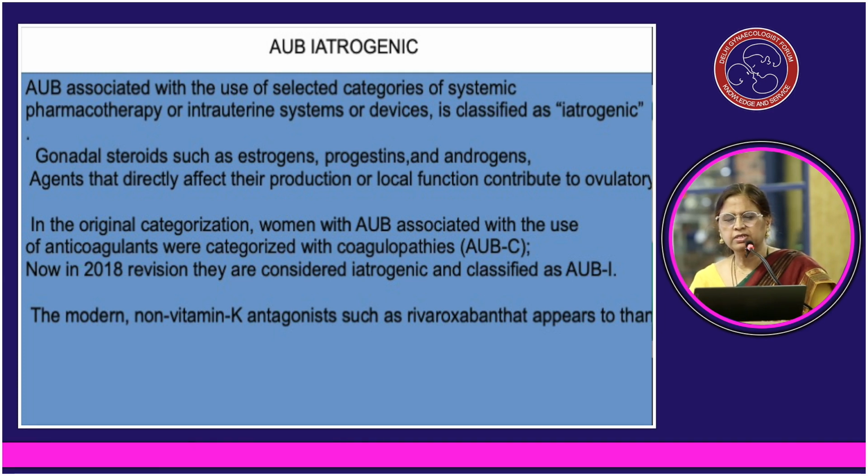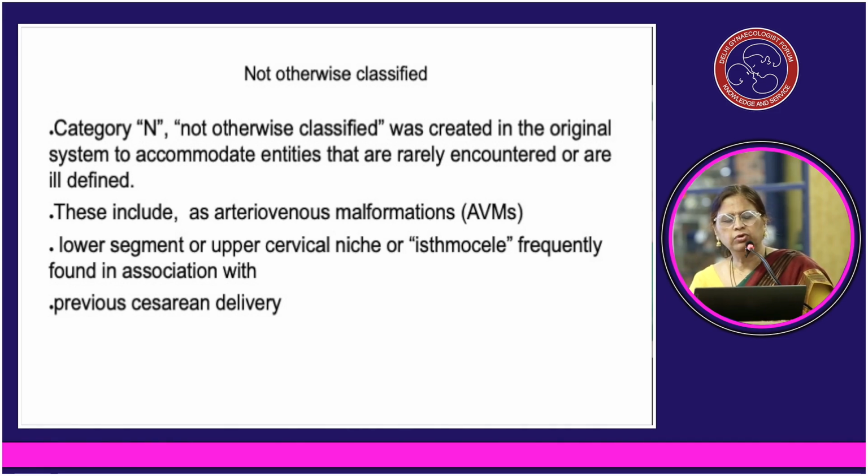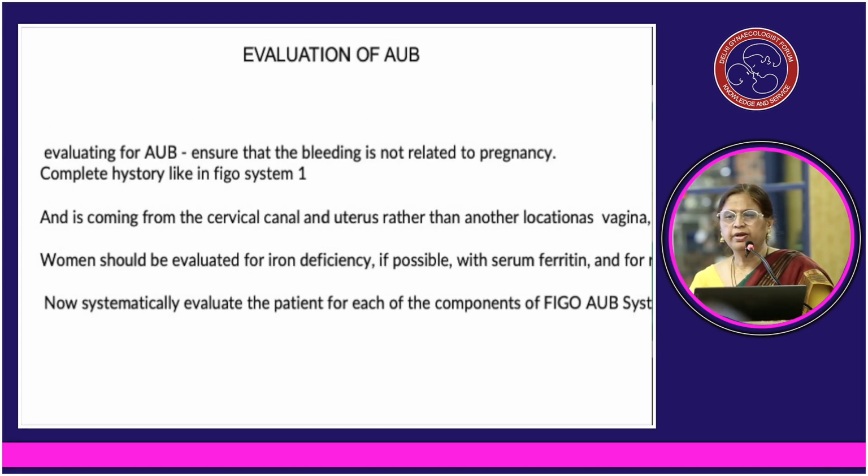In the original categorization, AUB associated with anticoagulants was included in the coagulopathy disorders, but now it has come into the iatrogenic causes, especially when you are giving anticoagulants. The category "not otherwise classified" that was created in the original system is now otherwise classified. This includes AV malformation, or lower segment or upper cervical niche or stenosis, which is associated with previous cesarean delivery. And how will we start evaluation of the AUB patient?